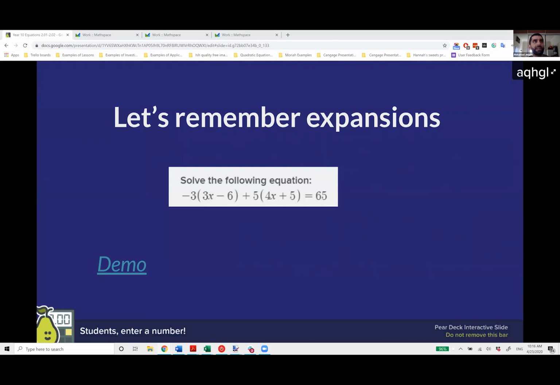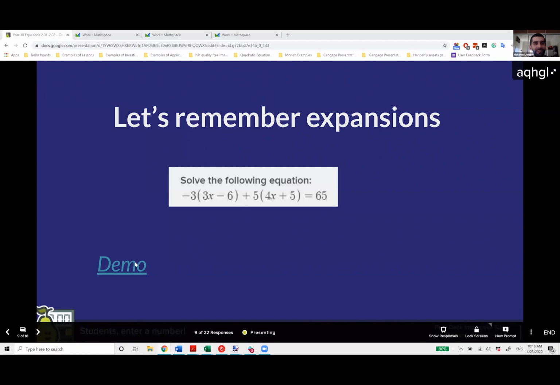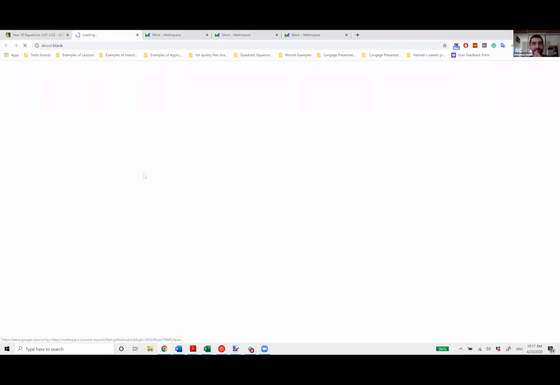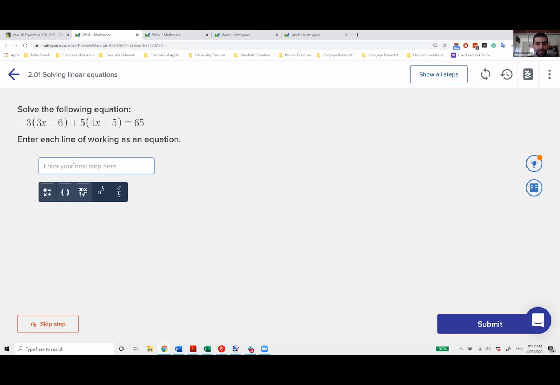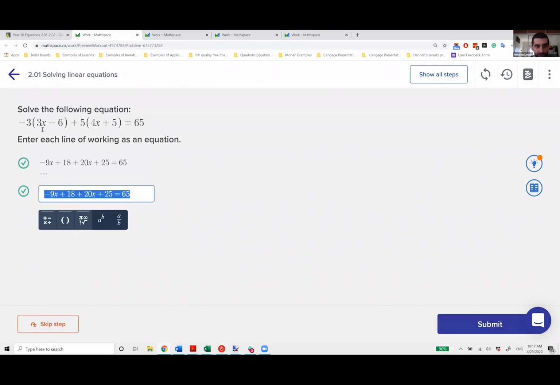Okay, we've got a very popular answer, and we've got a couple of not so popular ones. x equals 2 is the most popular. Let's see how we go. Looks like most people have got x equals 2. So I'm going to expand: minus 9x plus 18 plus 20x plus 25 is equal to 65. The most common mistake, like I said, is the -3 times the -6. Make sure you make that positive as you go through.